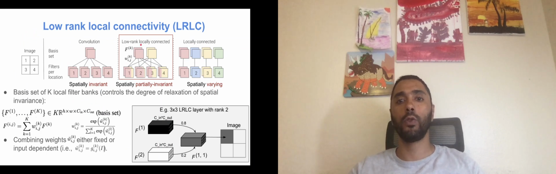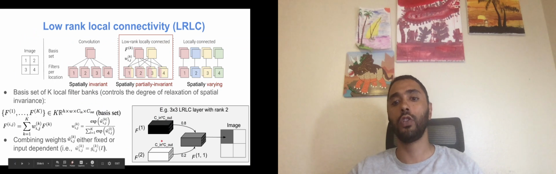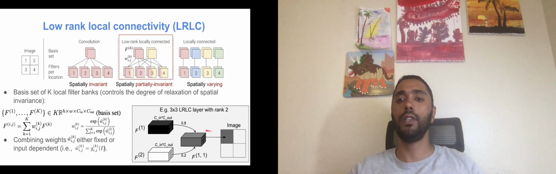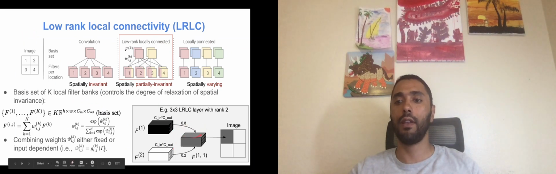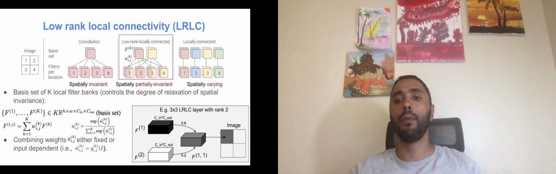By controlling the rank of the layer, we can traverse the space from convolution. If the rank is equal to 1, the layer converges to a convolution, and if the rank is equal to n, the layer converges to a locally connected layer. To understand this further, take, for example, this 3x3 low-rank locally connected layer with rank 2. Rank 2 reflects that you have two kernels, each of size 3x3 by channels in by channels out. Then for each location in space, we can linearly combine these filters to construct a filter that's applied at that location. The combining weights and the filter banks are learned end-to-end. And the combining weights can be either fixed or can vary based on each input example.